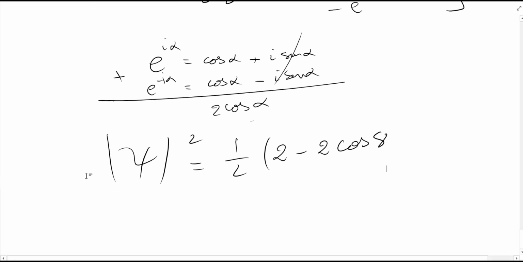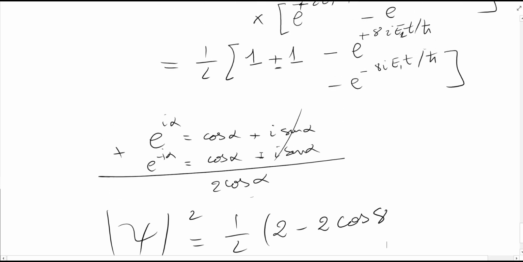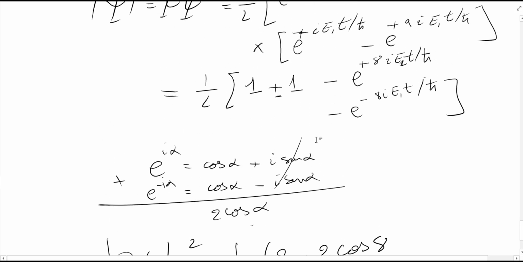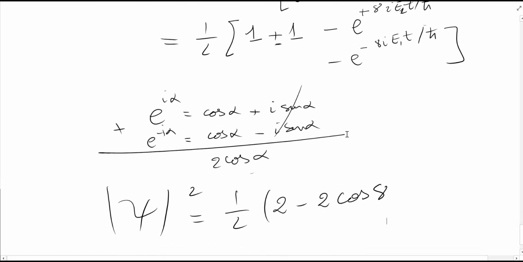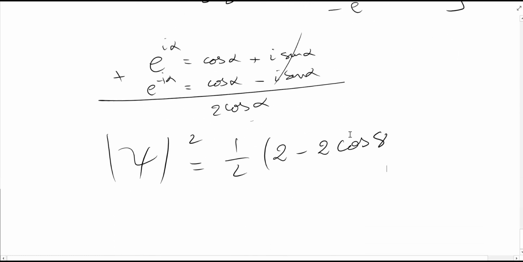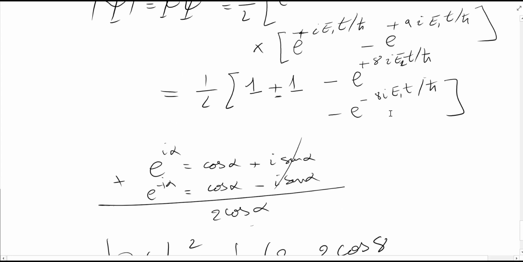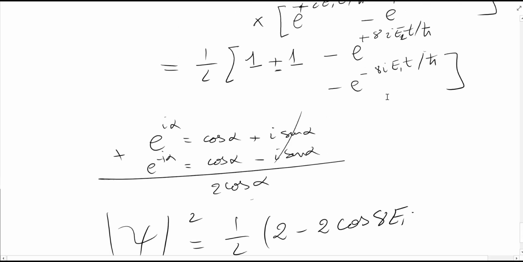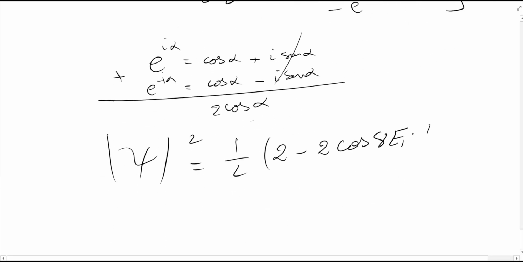Of course, the probability is going to be positive. That's the whole purpose of multiplying by the complex conjugate. It's going to be a completely real number, positive still, so it's not going to be a complex number. That's why we don't see any i's at the end. So it's 8 E1 times T over h bar. Okay.